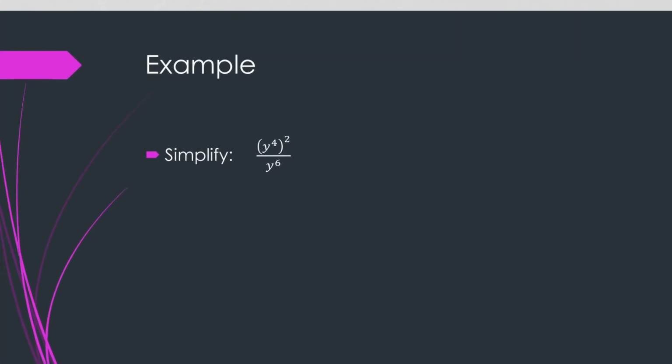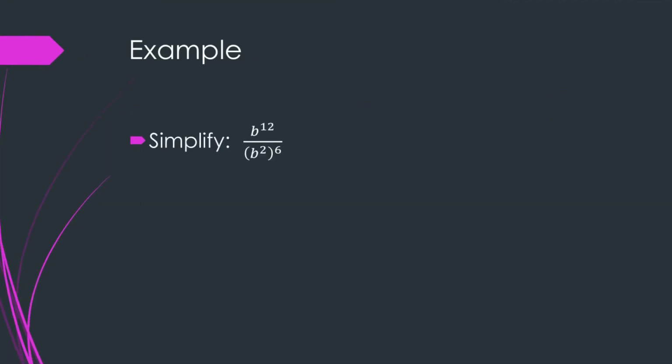So the numerator here, we have a power raised to a power. So that gives us y to the 8th power over y to the 6th power. Now, you're never finished until you have simplified fully, and we can actually simplify this further. Notice that we have more y's in the numerator than we do in the denominator, so we're going to subtract, and so we end up with y squared, and that's our final answer here.